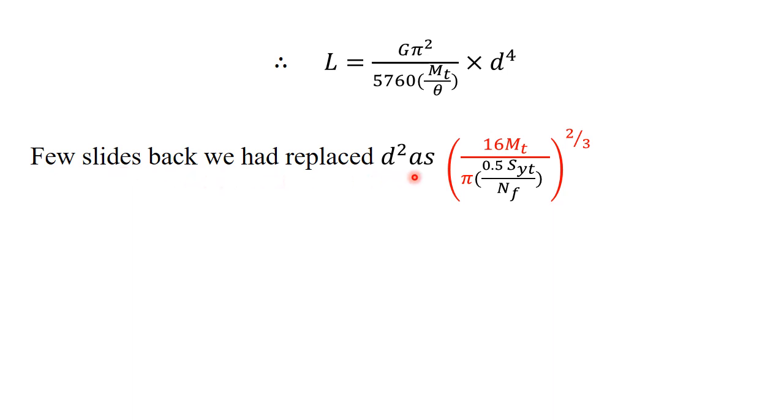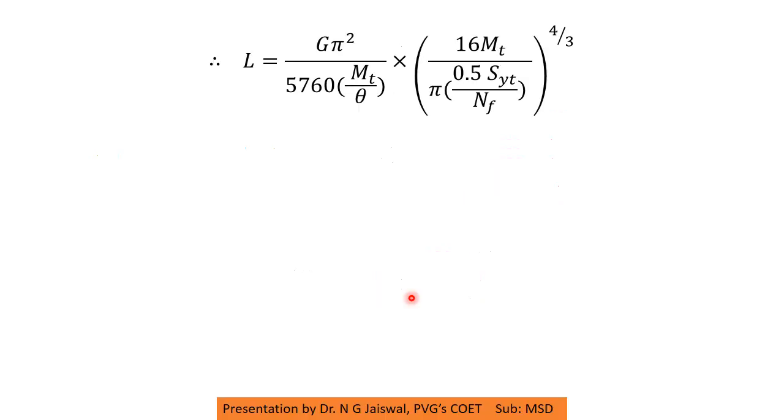Remember, a few slides back we had replaced d square as this term. Therefore, d raised to power 4 is equal to this term raised to power 2. So whatever d square here, d raised to power 4 is here, we can replace it now this way.